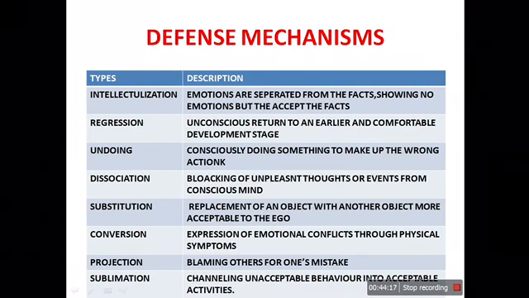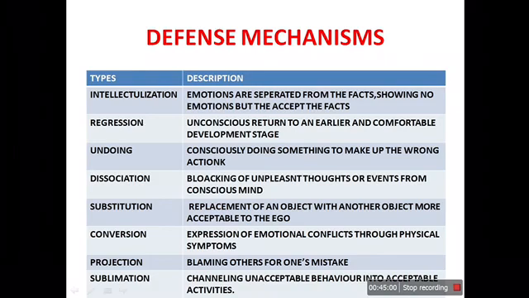Next is substitution. Substitution means replacement of an object with another object more acceptable to the ego. We will replace one object with another object. Suppose one person had a desire to become an MBBS doctor, but he couldn't. So what he did, he joined nursing or BDS, which is near or acceptable to his mind. So that is called substitution. Substituting one thing with another one. Some people who were not able to become a doctor become nurses.